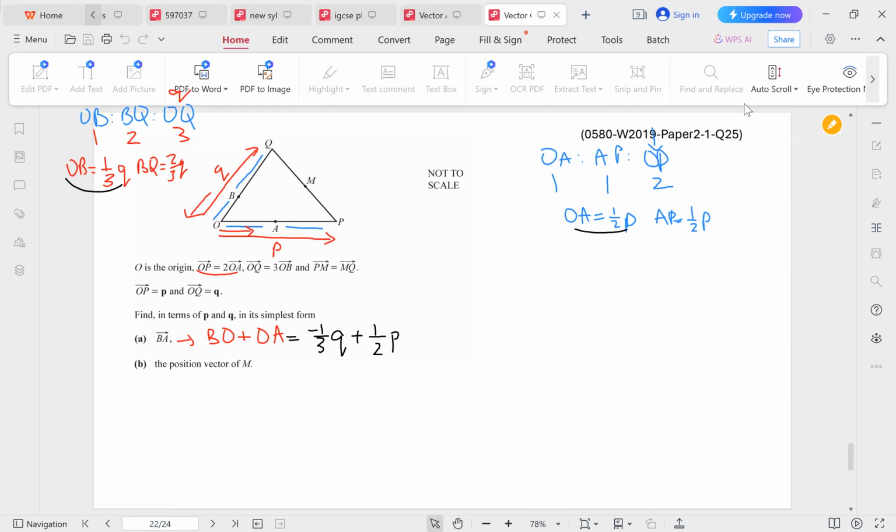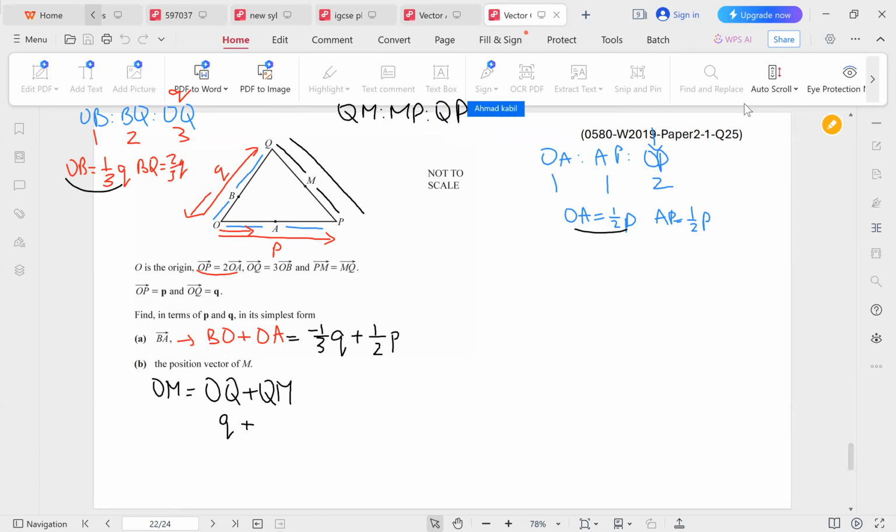For question B, we want the position vector of M, so we want OM. So OM would be, for example, OQ plus QM. Of course, you should know that you can also write this as OP plus PM. It doesn't really matter. Now, in order to find OQ plus QM, of course, we have OQ. OQ is simply Q, and we want to find QM. QM is part of the segment QP. We have QM, MP, and QP. Let's write the ratio down.